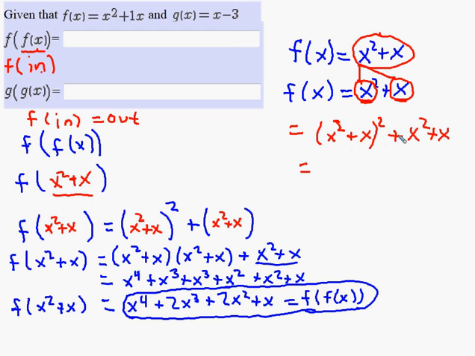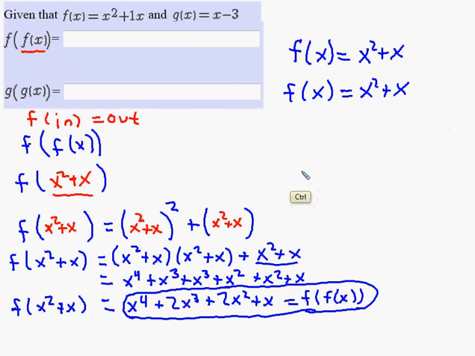Now I would have to simplify this out. I don't feel like doing that because I've already done it down here. Let me clear the board and I'll do g of x as well.